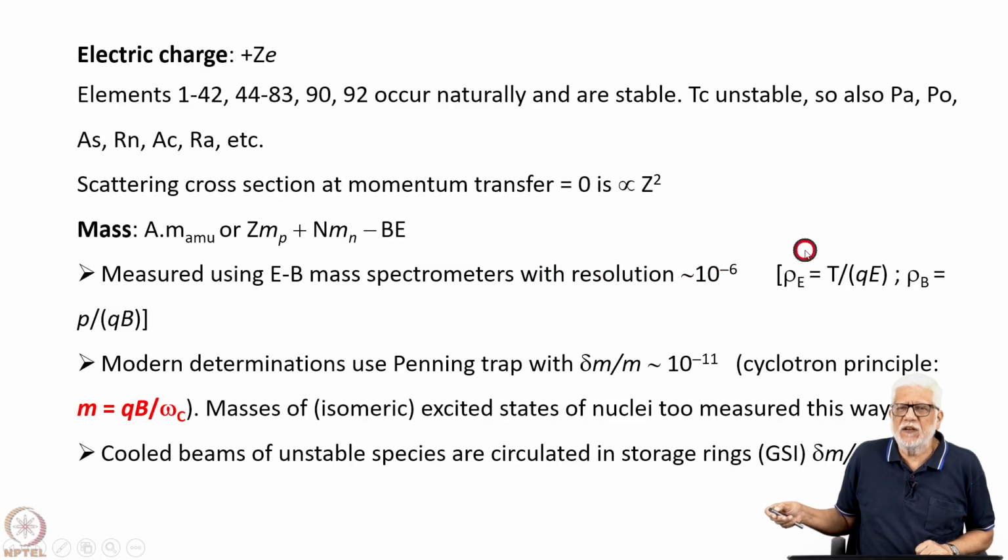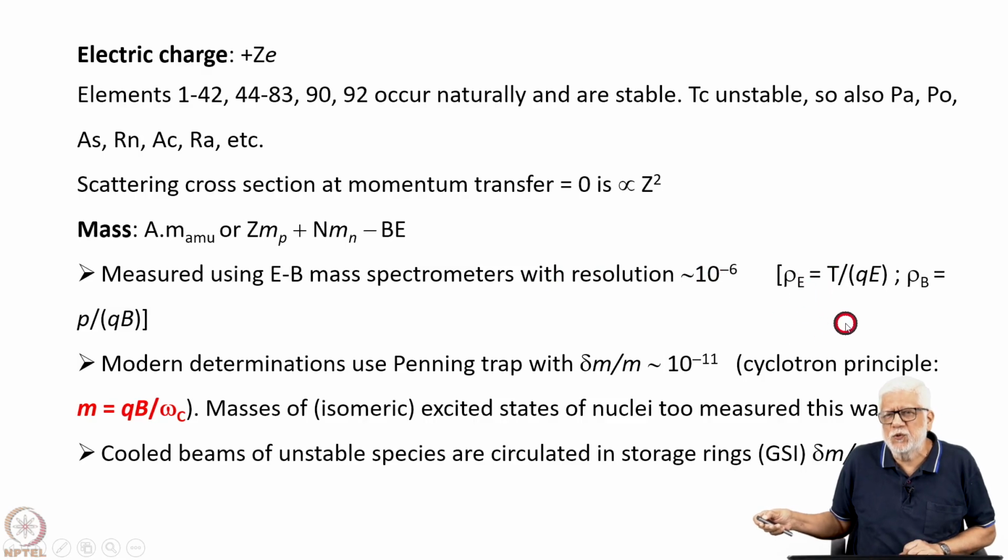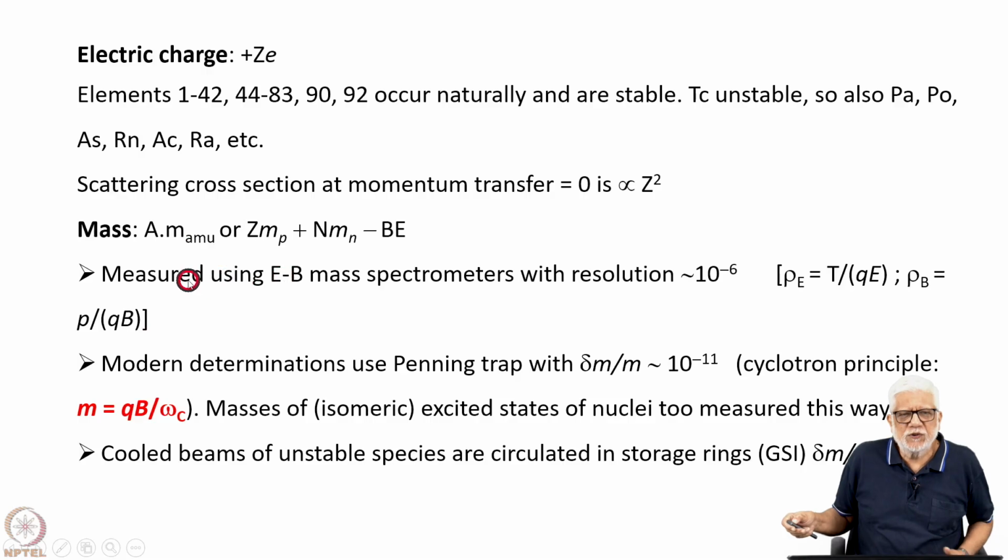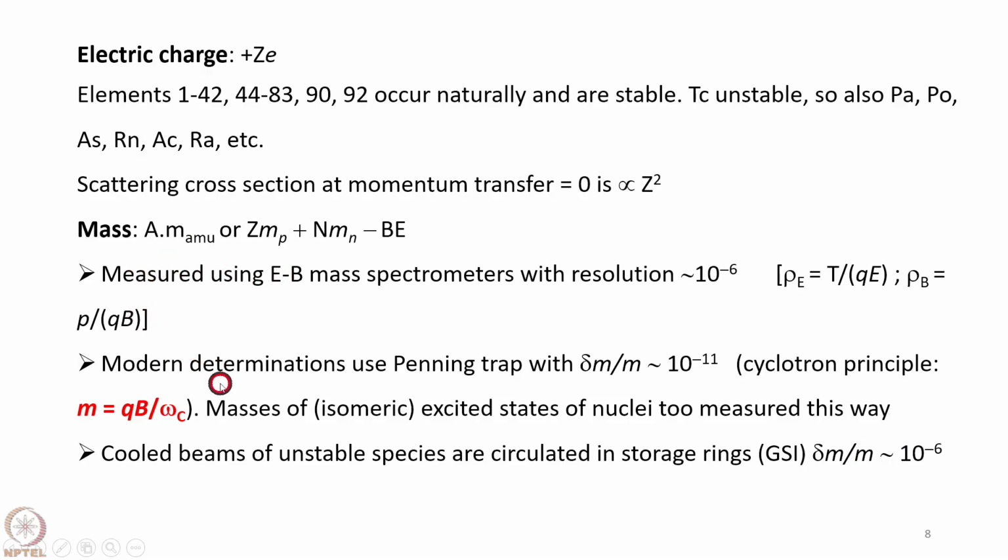Okay. So the electric field bends the ion in a trajectory whose radius is proportional to the kinetic energy divided by Q times the electric field, for an ion of mass m going through this spectrometer, whereas the radius of curvature when the same ion goes through a magnetic field is proportional to P by QB. Now, of course, modern determinations do not use just these single or double focusing mass spectrometers.